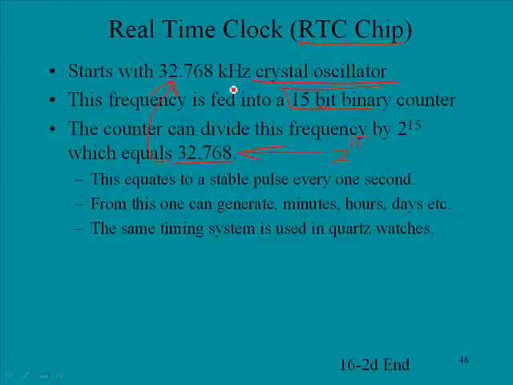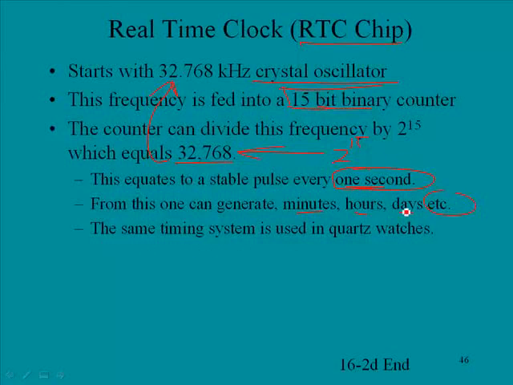So if this frequency is coming in at 32,768 hertz, and we divide it by 32,768, then we're going to get a very stable pulse every 1 second. And so from this 1 second, we can generate minutes, hours, days, months, years, etc. We have a very stable foundation for generating 1 second.